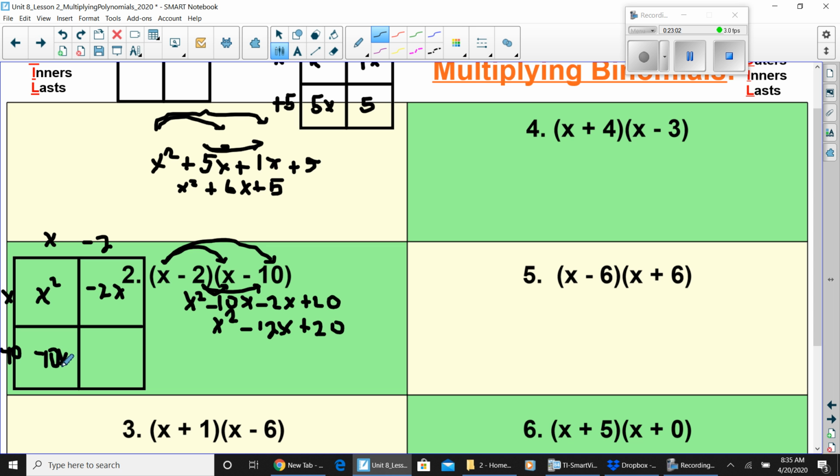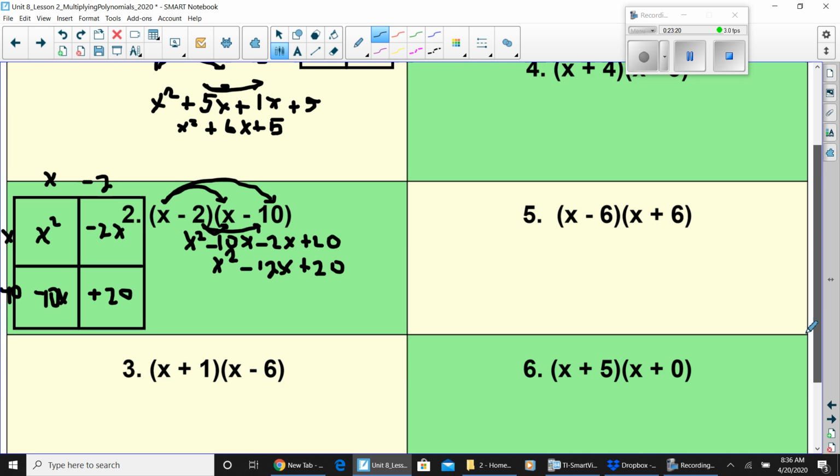And negative 10 times negative 2 would be positive 20. When you combine the like terms, it's x squared minus 2x minus 10x plus 20, and that's exactly what I had here, and it's x squared minus 12x plus 20. Go ahead, do number 3. Press pause now.